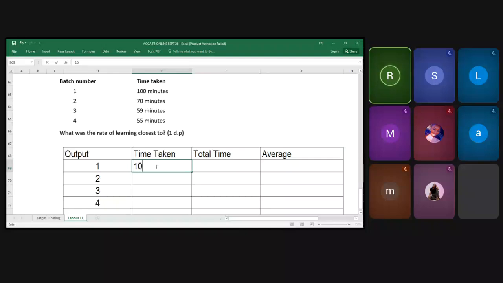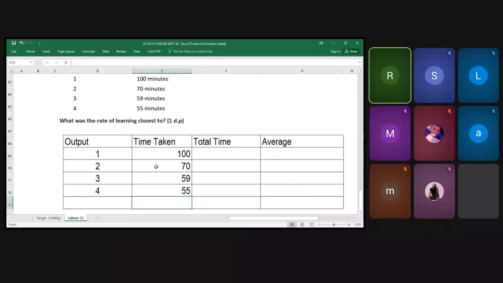Time taken: 100, 70, 59, and then we have 55. That's the time taken, right? Total time here is this times this, all right? Average is this divided by that. Enter. Number two, cumulative total: you take the previous total plus current time taken. Then average is equal to 170 divided by output. Enter 85.